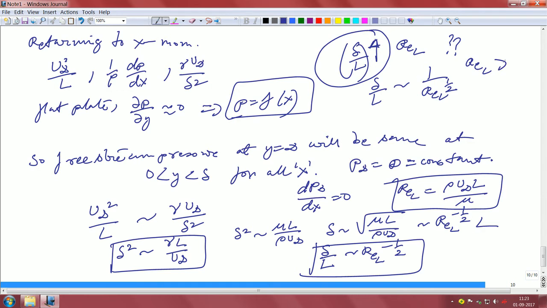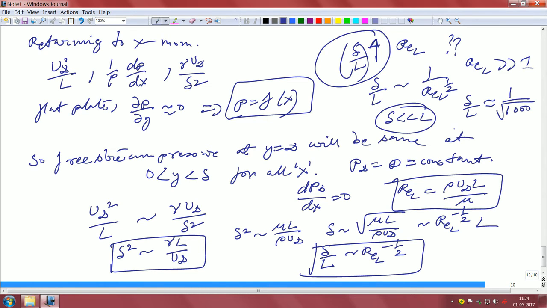But as you can see, the Reynolds number is usually a large number. We are dealing with flows where the Reynolds number is much greater than 1. It is not a Stokes flow. It is laminar, but still the Reynolds number is high. So you can readily see this: say the Reynolds number is 1000, then delta by L will be like 1 over root 1000, which is a small number. So our initial assumption that delta is much smaller than L is very justified.